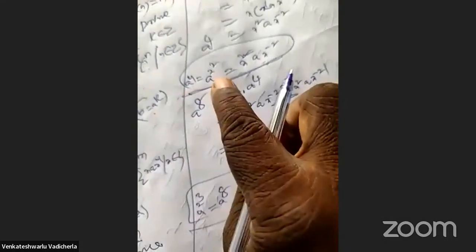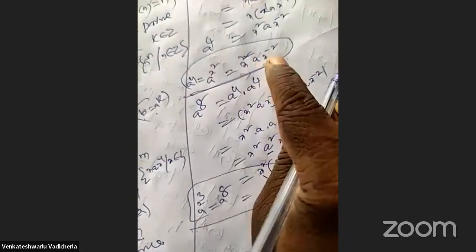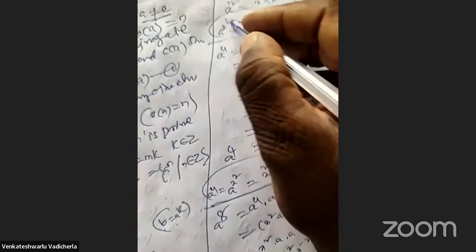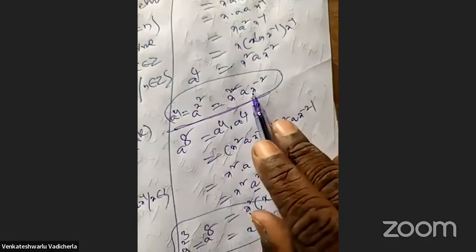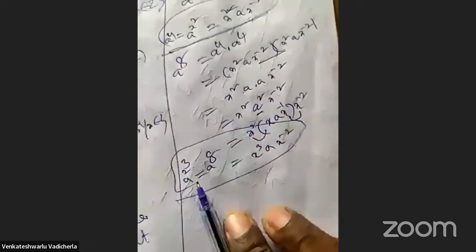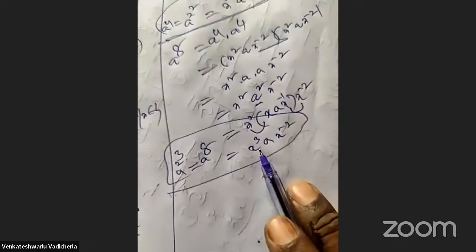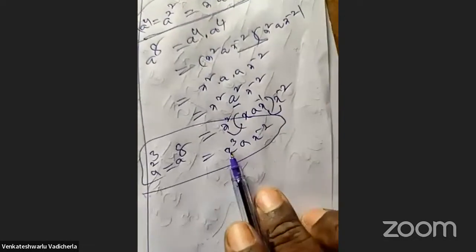A power of 2 square, a power of 4, is equal to this relation. A power of 2 power of 1 is equal to, this is important, children, x power of 1 a into x power of minus 1. A power of 2 square, what is the relation? x power of 2 into a into x power of minus 2. A power of 2 cube is equal to x cube into a into x power of minus 3.